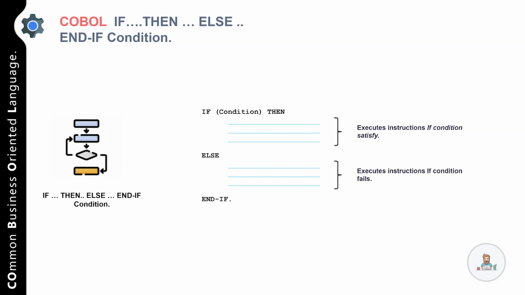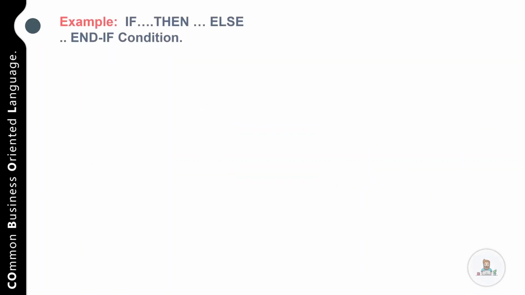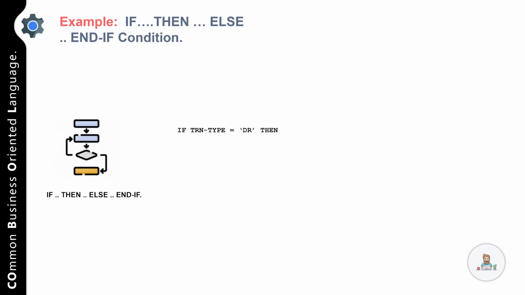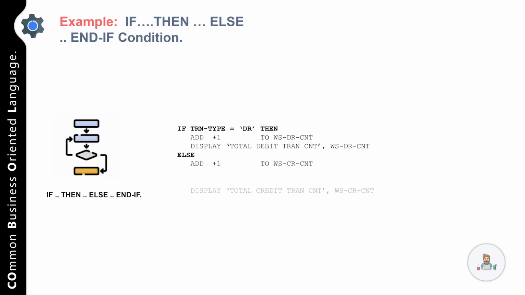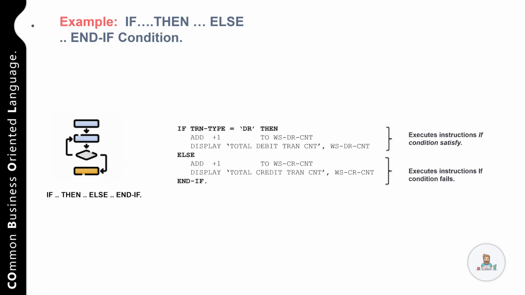Now let me showcase an example so that you can understand how exactly you can use the if-then-else statement in your COBOL program. In the following example, we have a condition that will either print the total debit transaction count or the total credit transaction count, and it will depend on the transaction type. So if my record has a transaction type of DR, then it is going to print the total debit transaction count. And in case my transaction type is credit, then it is going to increment the credit counter and print the total credit transaction count.